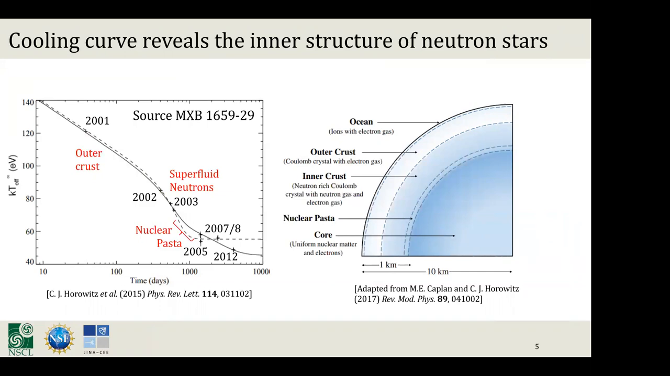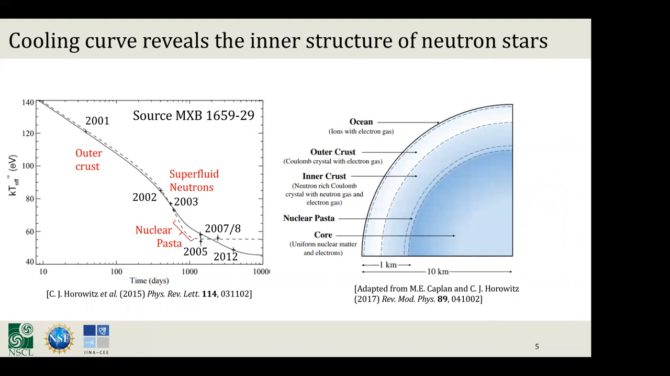If you look at the plot on the left, this is showing a log scale in days on the x-axis. The years are marked out where the observations are. And you can see that once it has entered its quiescent phase, you have this cooling behavior that represents what's going on in the outer crust. And this outer crust is very similar to what we consider to be a solid lattice, essentially. So you have a cooling crystal of electron gas.